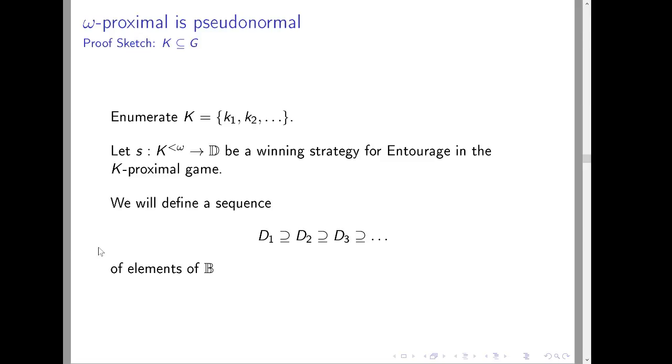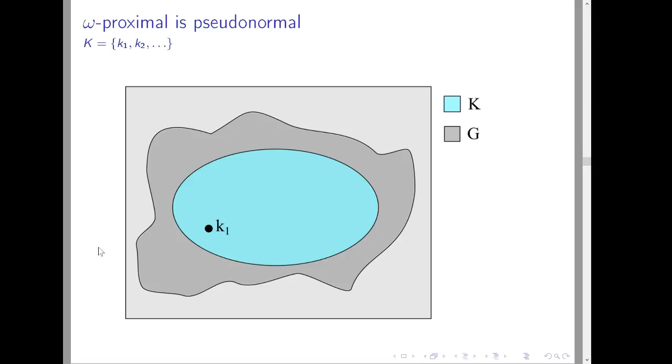All right. So let's go ahead and start by defining D1. This is an easy one. So that's my set K is contained in G. So K1 is somewhere in there, and G is open, so I can choose an element of my base so that the D1 ball about K1 is completely contained in G. So that's how we'll choose D1.